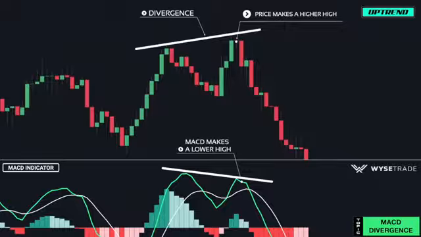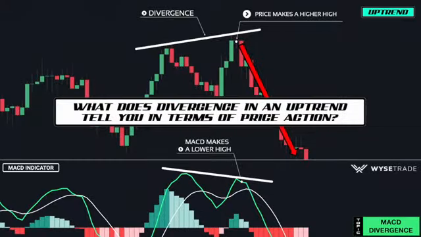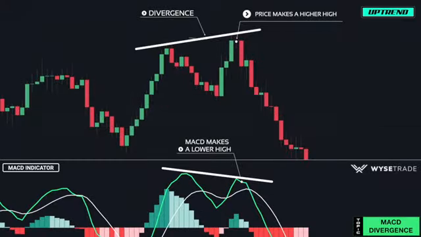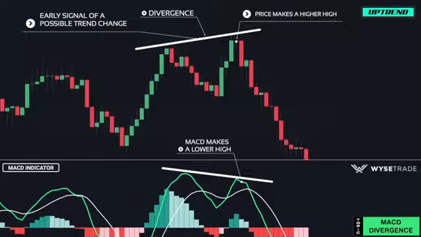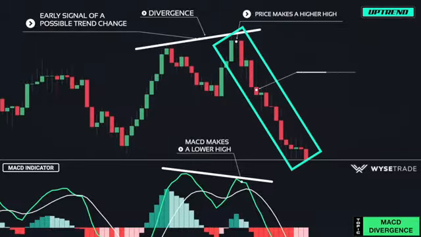Now let's show this on the charts. So again, price makes a higher high, whereas the MACD indicator makes a lower high, which is divergence, and triggered a trend change. Now, what does divergence in an uptrend tell you in terms of price action? Divergence can act as an early signal of a possible trend change from an uptrend to a downtrend, or to be more specific, it can present possible short trade opportunities.